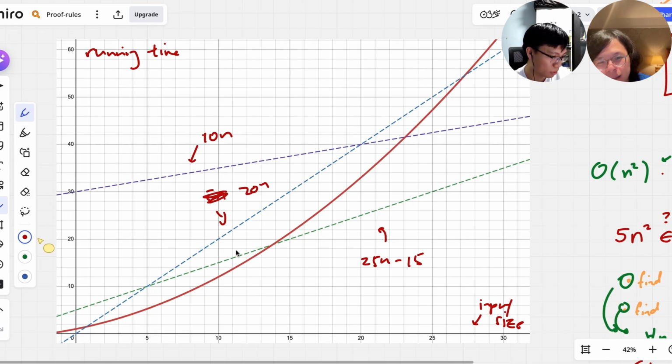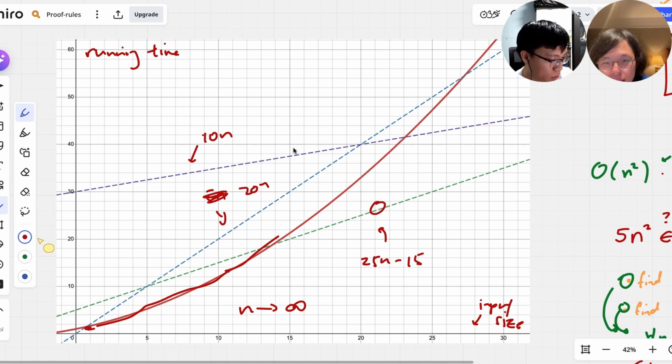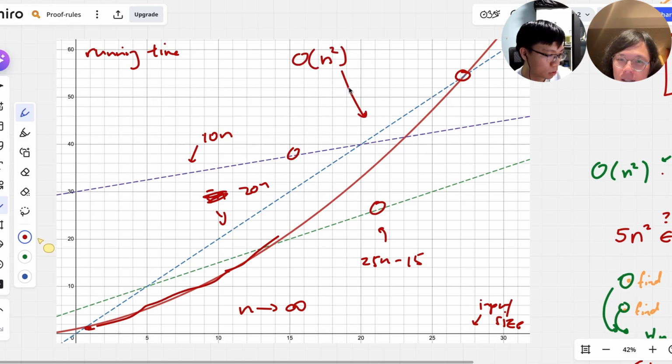Meanwhile, there's this red curve here that at the starting point seems to be more efficient than the rest, because it seems to take the least amount of time. But as the input size grows larger, as n tends to infinity, it actually does take longer, and eventually overtakes the green function, the purple function, and even the blue function. So this red function, which was probably a quadratic function, some O(n squared) function, eventually will be less efficient than all of these linear curves.